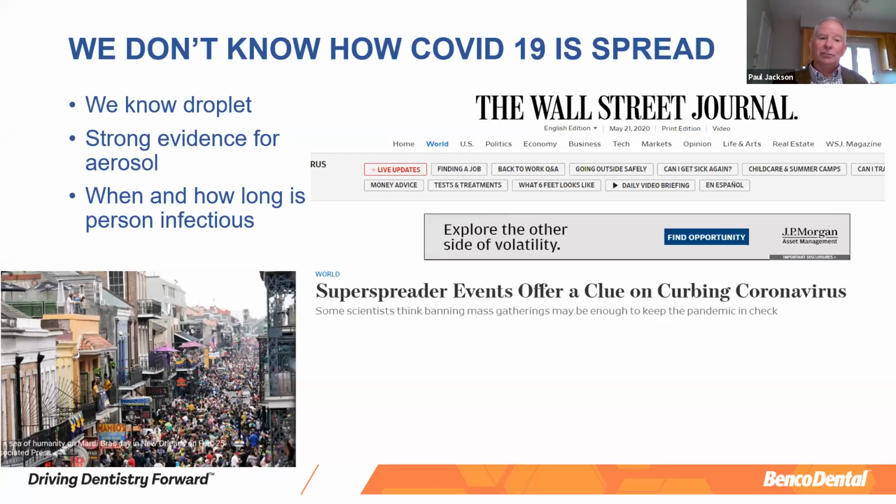But it goes back to when and how long is a person infectious? There was a Wall Street Journal article on May 21st, and it really gives some clues. This is a picture of New Orleans. They talked about different super spreader events, and from those you can get an idea. It turns out that large volumes of people together, breathing harder. So length of time and how much and how hard they're breathing seems to be a factor in how the virus is spread.